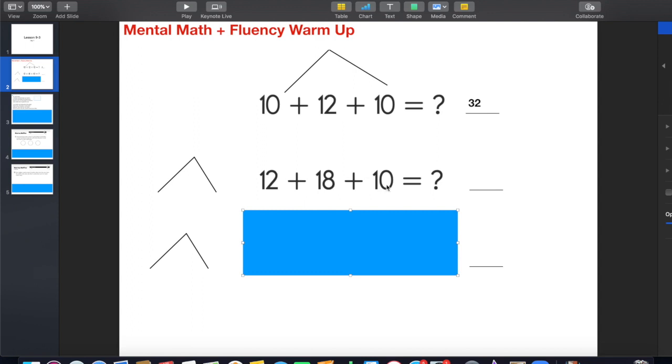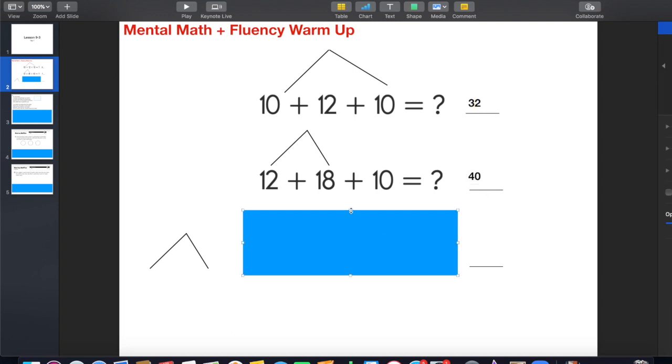12 plus 18 plus 10. What might be some friendly numbers you would group together to add this mentally? You can pause it, you can write it down on a sheet of paper, or just work it out in your head. 12 and 18 are pretty friendly numbers because I know the 2 and the 8 make a 10. So this would be 30 plus another 10 quickly gives me 40.